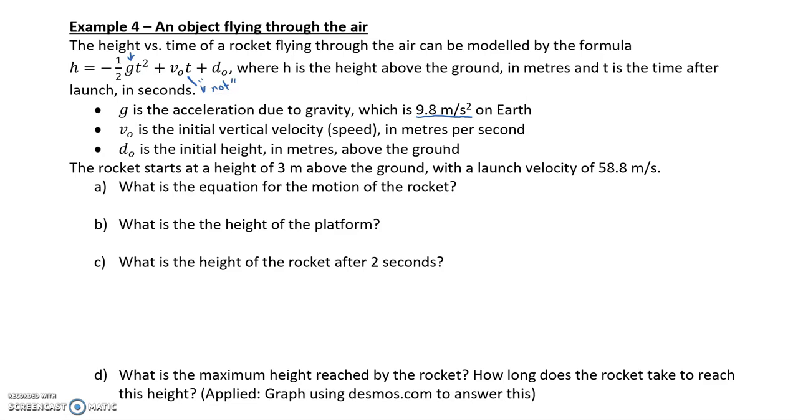We can sub these numbers in. G is always going to be 9.8, and then v naught and d naught depending on how fast it's going upwards initially and what its initial vertical height was. Here we have this information.